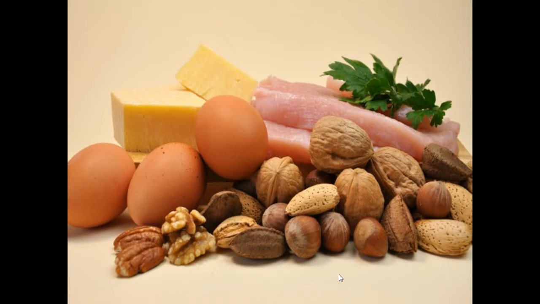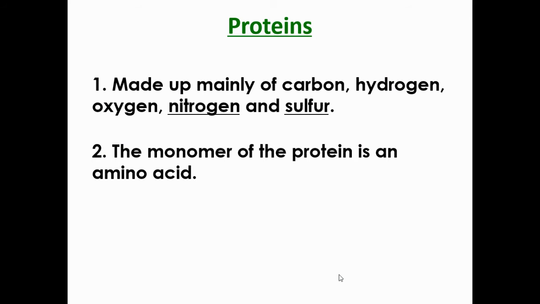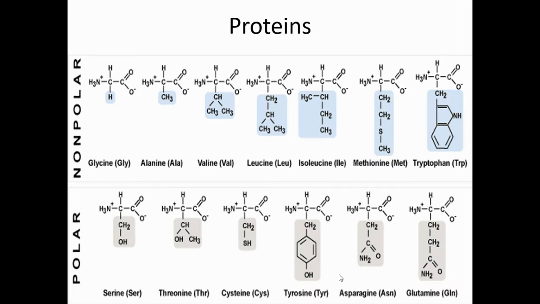So right now we're going to talk about proteins, and proteins can be nuts, eggs, dairy things, meats. Here's some fish, some beans. Proteins are made up of carbon, hydrogen, and oxygen, and nitrogen and occasionally sulfur. The monomer of a protein is called an amino acid. I'm not having you write that down because you guys know that the monomer of a protein is an amino acid based off of your vocab terms.